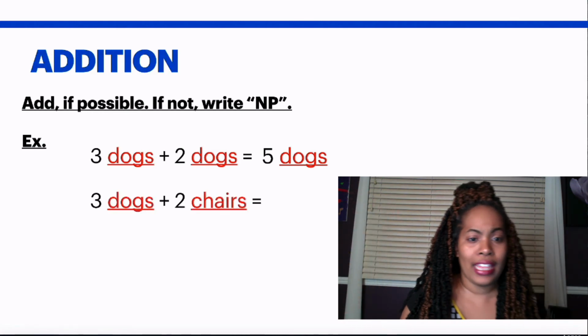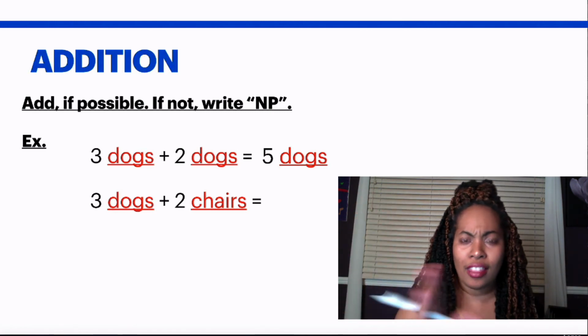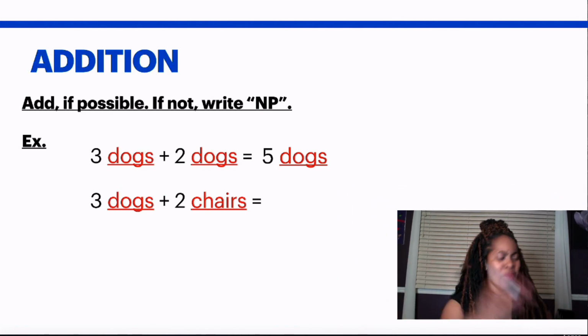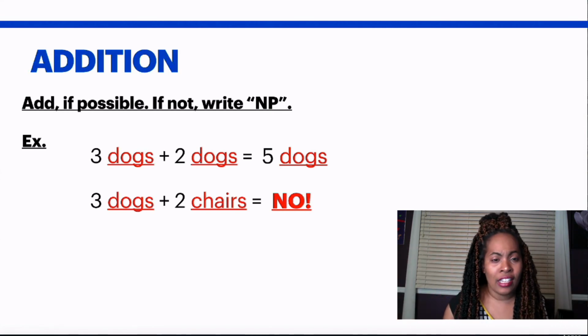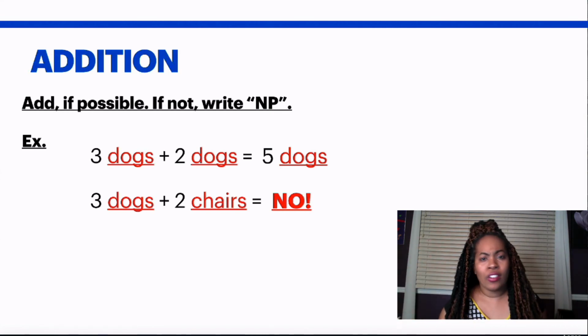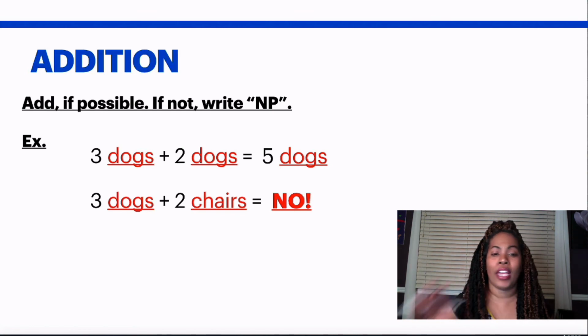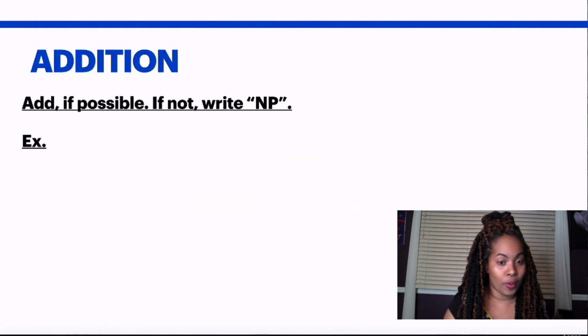So what about in this case right here? We have 3 dogs plus 2 chairs. Look at those things right there. Can you add dogs to chairs? What? Of course not. No. The only things you can add are the same things. If you add dogs and dogs, you're not going to get giraffes. You're going to get more dogs, but you cannot, and I mean you cannot, add dogs and chairs. So that is not possible.